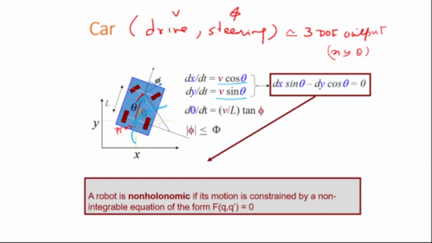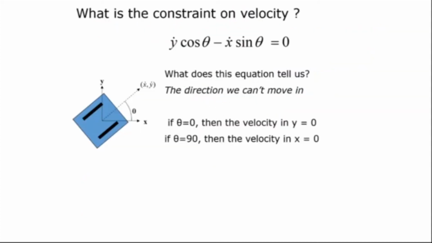Now, the local axis of the car is in this direction. Let me draw the local axis also. So that's my local axis. Now, because of these two, dx by dt equal to v cos theta and dy by dt equal to v sin theta, when I divide one by the other, what I get is dx sin theta minus dy cos theta is equal to 0. This is the non-holonomic constraint which this robot is subjected to. And what does it mean? It basically means that for theta equal to 0, the velocity in the y direction will become equal to 0. And when theta is equal to 90, then the velocity in the x direction will become 0, which essentially means that the car cannot move sideways.